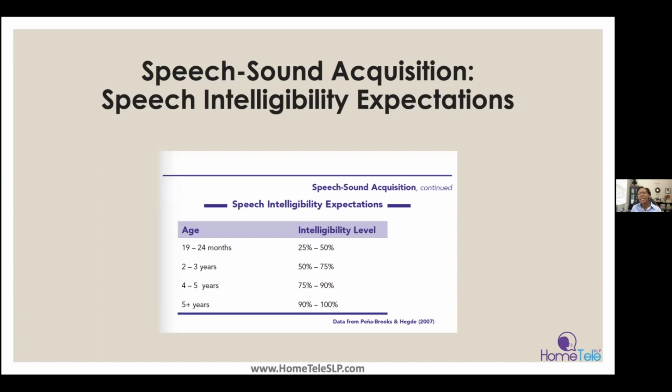So you'll see here that the intelligibility level increases from the time a child is 19 to 24 months from a range of about 25 to 50%. So in terms of what they're saying, how easy is it for you to decipher what they're really saying? How intelligible is their speech? That's what that range represents. And this is a rough, rough estimation.